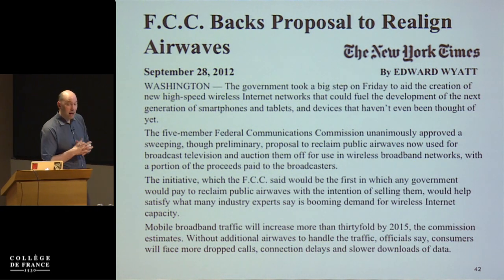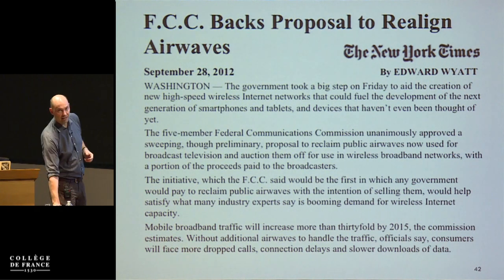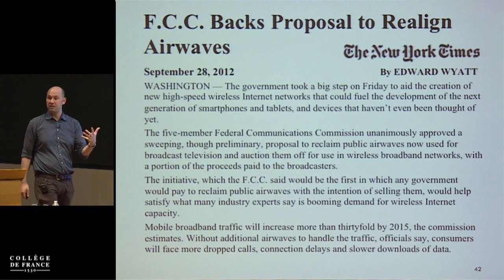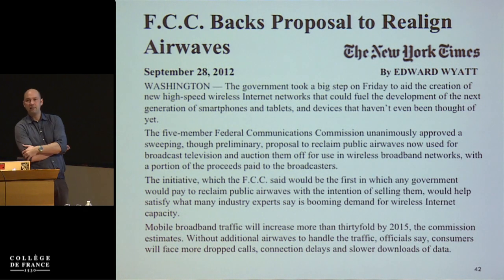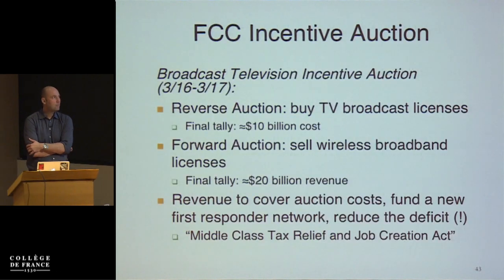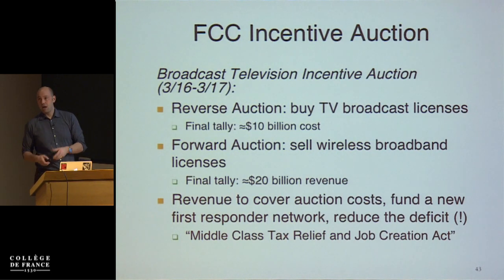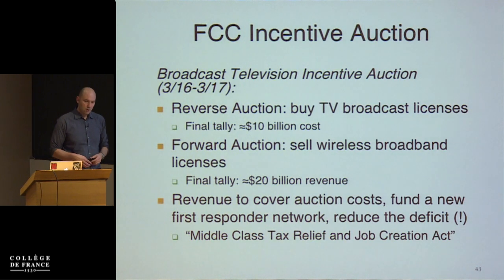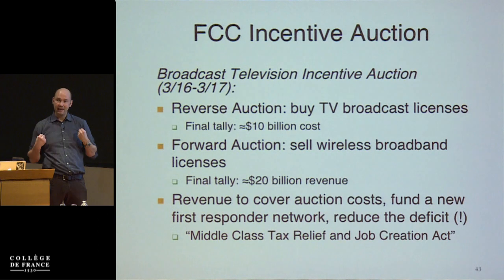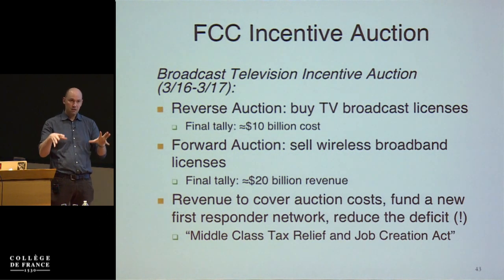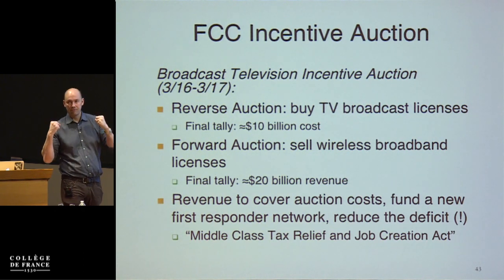So they wanted to buy back licenses from television broadcasters and then sell them to the highest bidder, which in practice is usually a telecommunications company like T-Mobile or AT&T and so on. So it's really a double auction with 2 phases, a reverse auction and a forward auction. Reverse auction means that the government who's running the auction is in buying mode. So first, the government spends money to buy licenses back from their current owners.